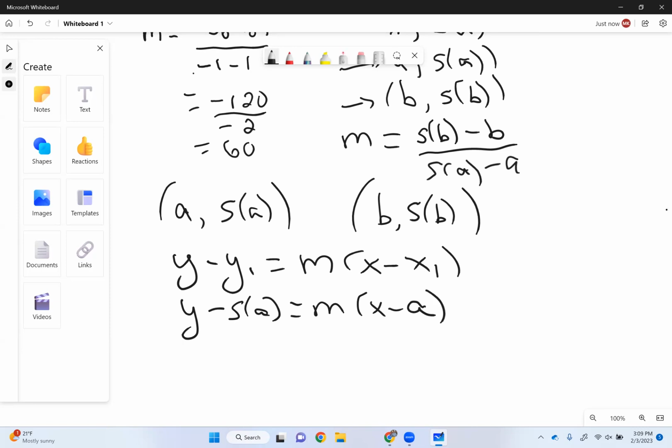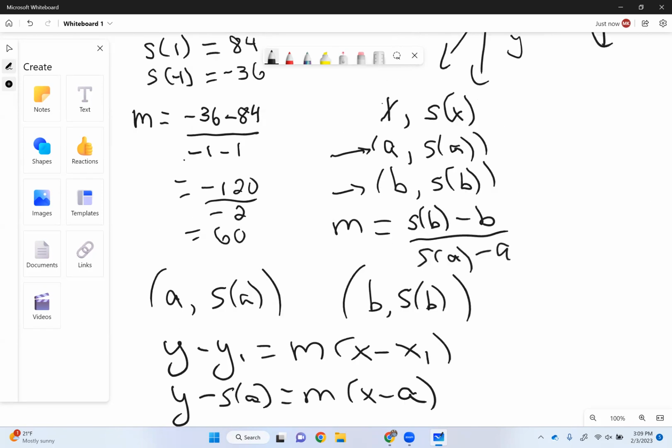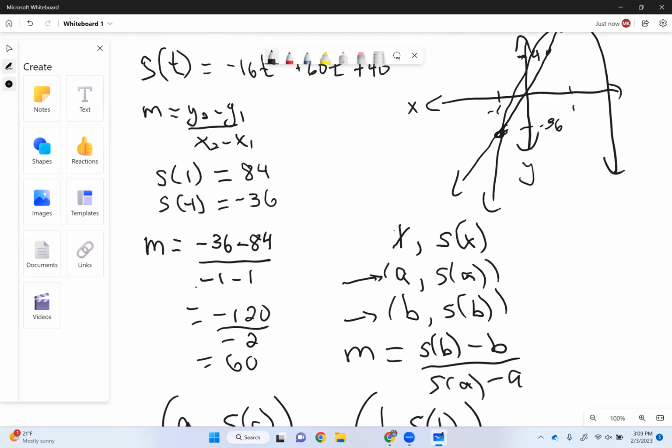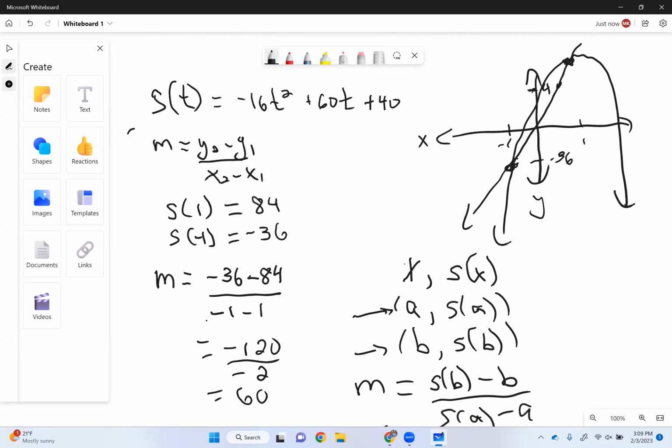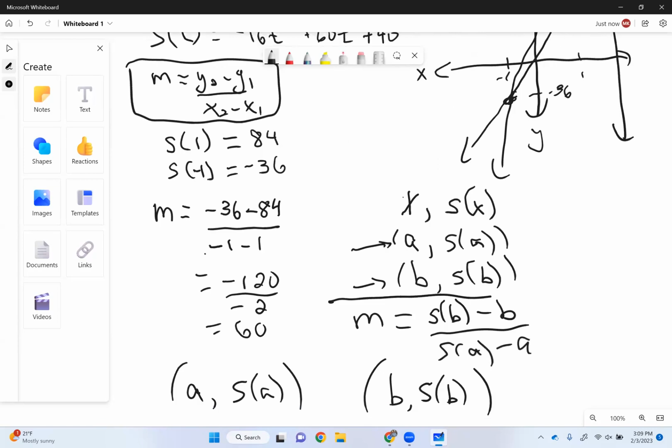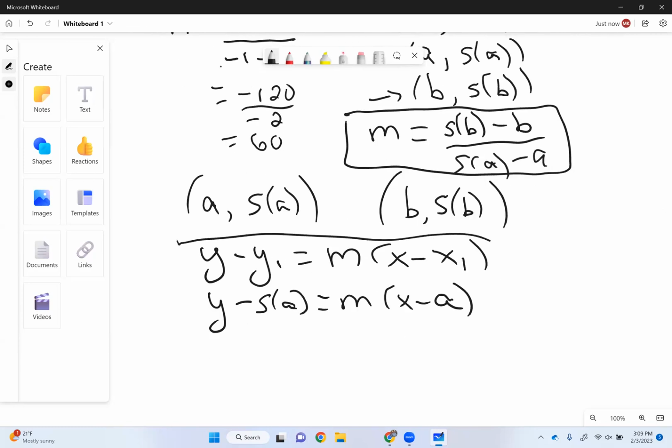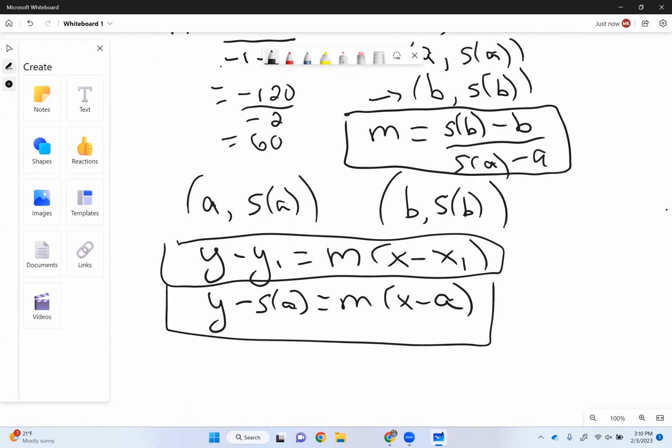Okay, what we're going to do now is apply it to Desmos. But before we do that, I want you to make sure that you understand that this is the formula for slope, and this is also the formula for slope. This is the point slope formula for a line, and this is also the point slope formula for a line. So you might want to write those down because I will be using those once I get into Desmos. Okay, now we're going to Desmos.